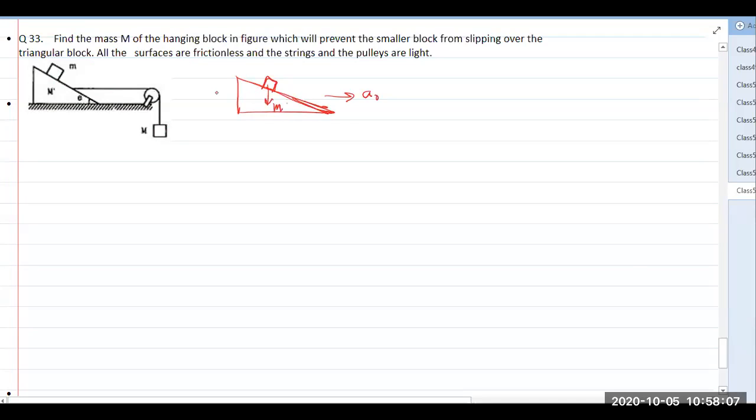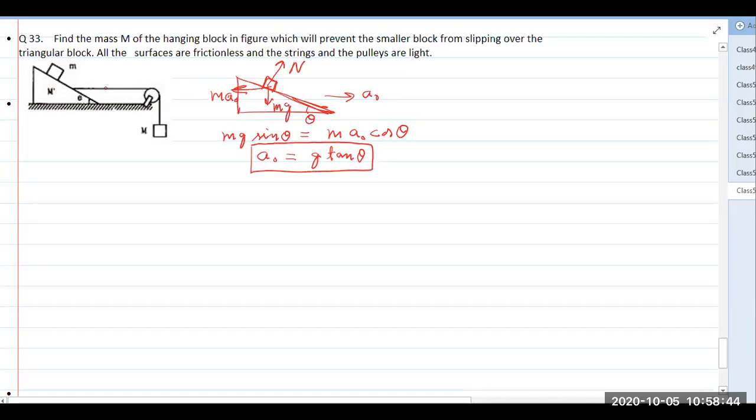We have already written mg, then ma naught, then the normal force. These three forces we have written, and to have no acceleration along the incline, we write mg sin theta down the incline equal to ma naught cos theta up the incline. So a naught will be g tan theta. The acceleration of this system will be g tan theta.